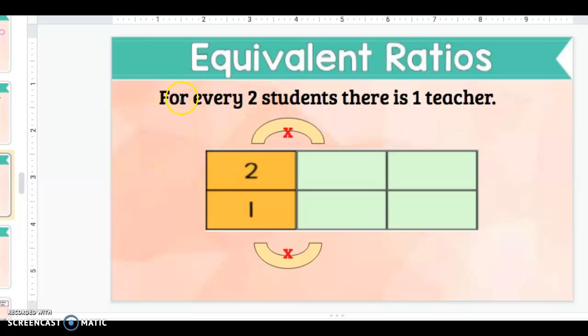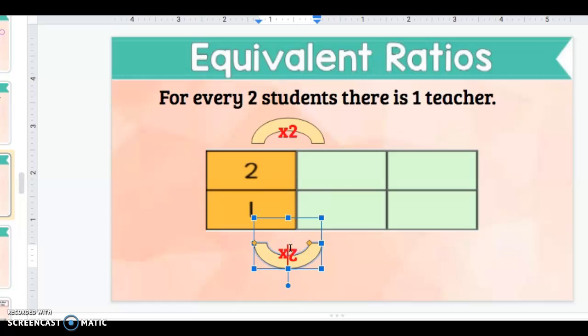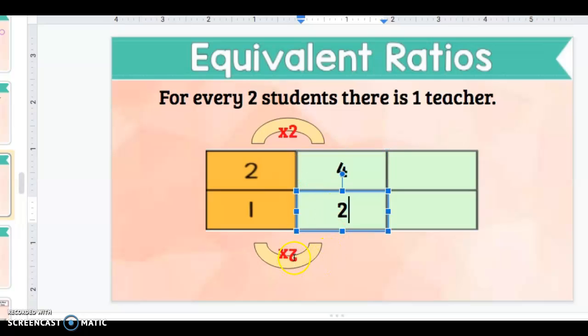Okay, same thing here. For every 2 students, there's 1 teacher. So whatever you do to the top, it's making equivalent ratios like we did on Monday, just in a table now. You have 2 over 1, so I'm going to pick 2. Whatever I do to the top, I have to do the bottom. So 2 times 2 is 4. 1 times 2 is 2.